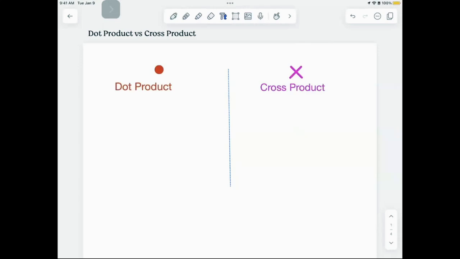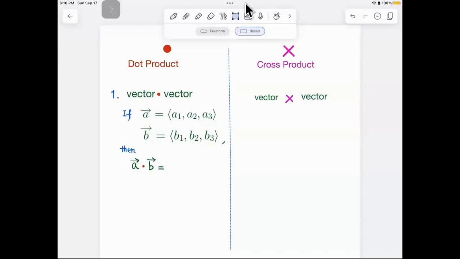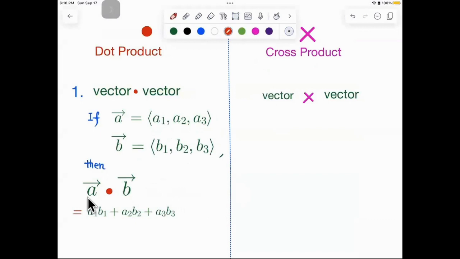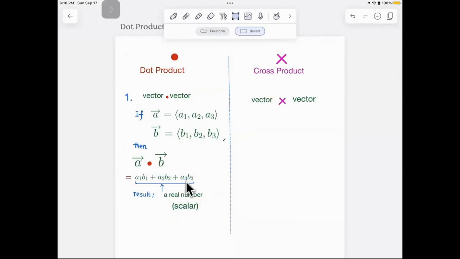Hi everyone. Today we're going to compare and contrast dot product with cross product. Dot product and cross product both are operations on vectors. If the vector A is equal to A1, A2, A3, and the vector B is equal to B1, B2, B3, then A dot B, the dot product of these two vectors, is equal to A1 times B1, adding A2 times B2, adding A3 times B3. The result here is a real number, or we call that a scalar.